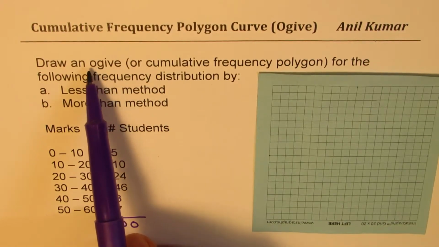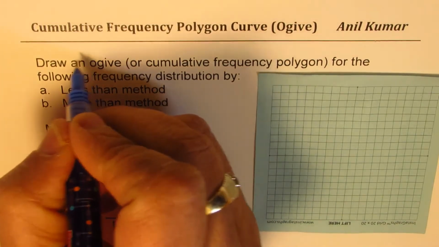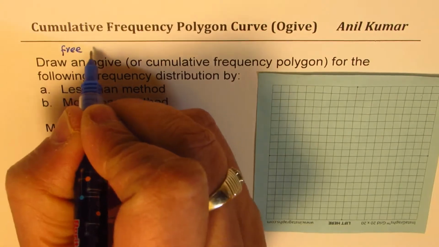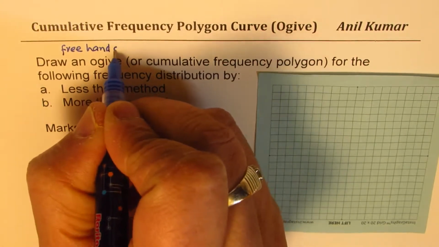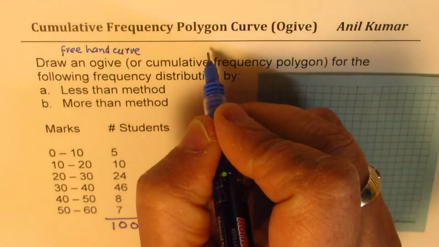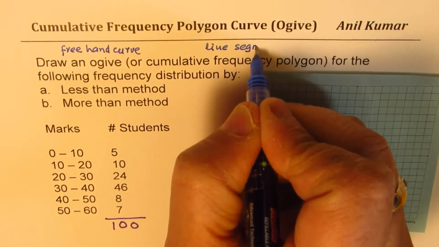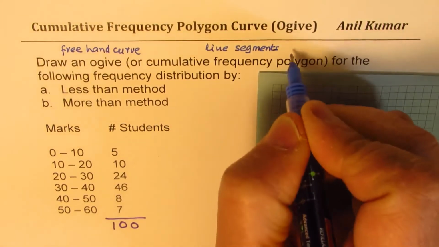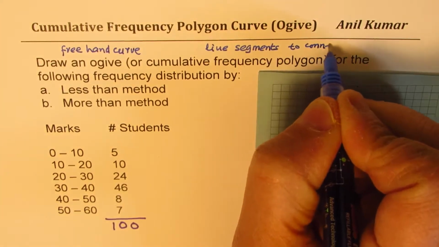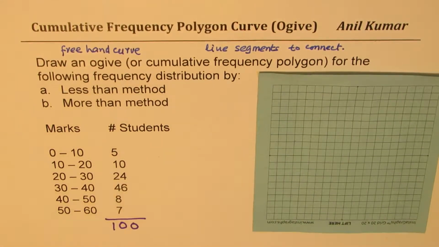Now when I am sketching an ogive, it is a freehand sketch, right? So when we say ogive, it is like a freehand curve. And when we're talking about a polygon, then we are connecting points with line segments. So I see that as a major difference. Otherwise, they are exactly the same thing.